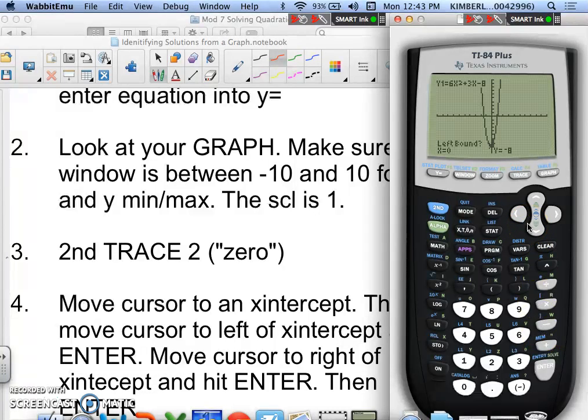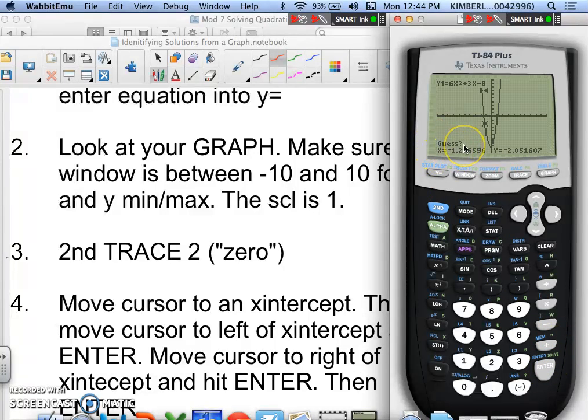Okay? So now you need to find the two x-intercepts. So it says left bound question mark. So that means with this little arrow key, you are going to go to the left of this x-intercept, which means above it. So you're going to go above it, and you're going to hit enter. And then it says right bound question mark. And you're going to move the arrows to the right or below it. Okay, so you want to go above it and below it and hit enter.